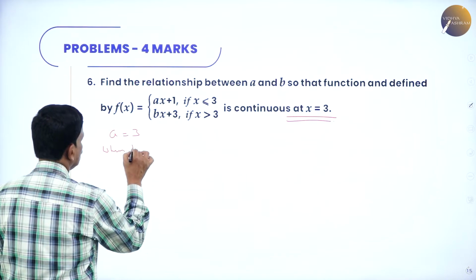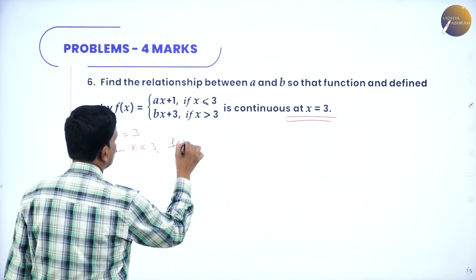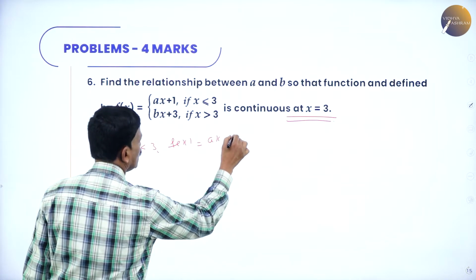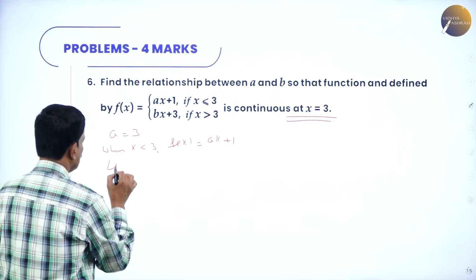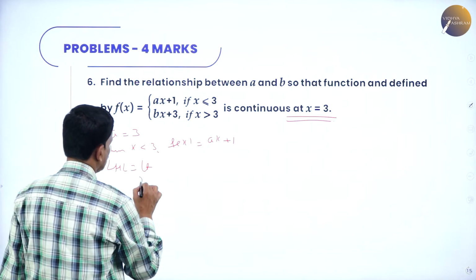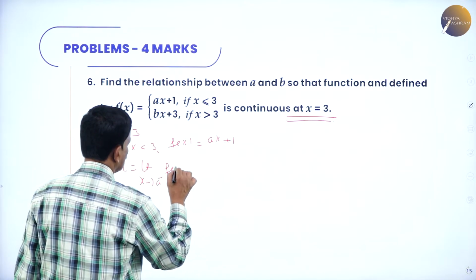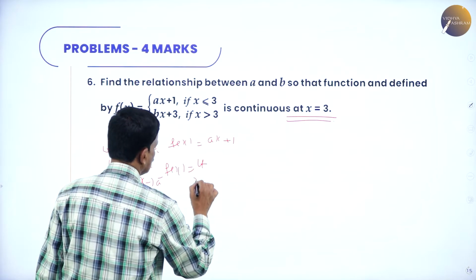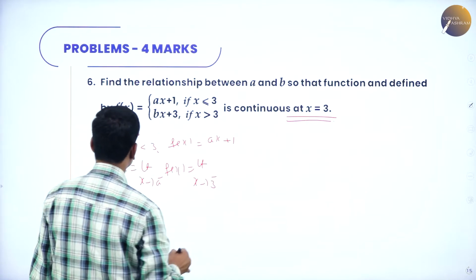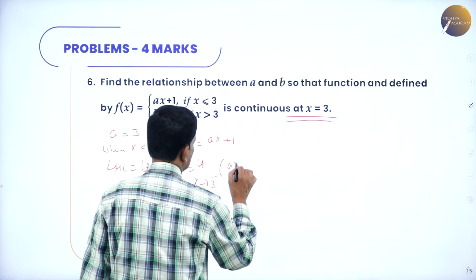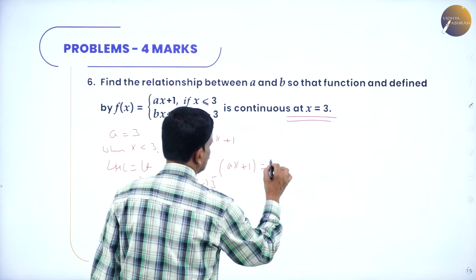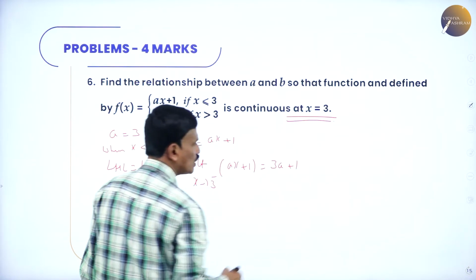When x is less than 3, f of x is equal to ax plus 1. So, therefore, the left hand limit, that is limit x tends to 3 minus of f of x, where f of x is ax plus 1, put x is equal to 3, then this is 3a plus 1.